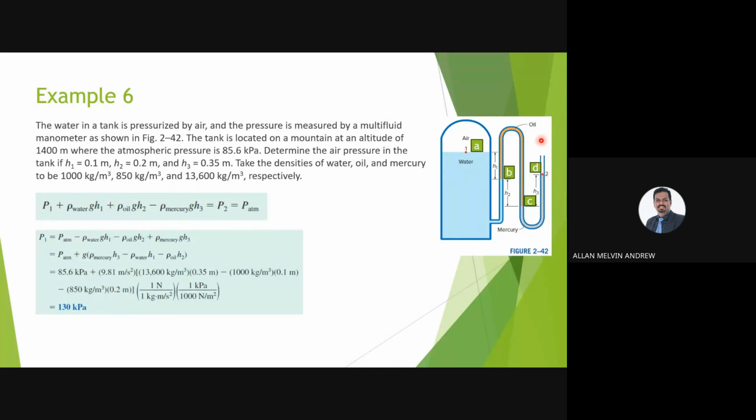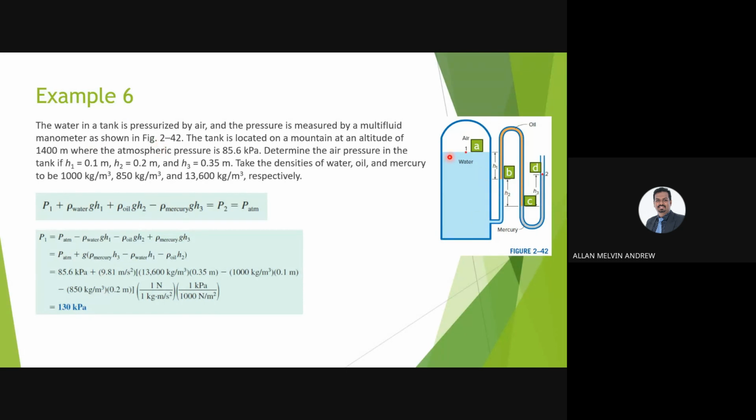Okay, so atmospheric pressure and pressure at 2 will be the same. So that is the concept that we already know. Okay, so the water in a tank is pressurized by air and the pressure is measured by a multi-fluid manometer as shown in figure 2.42.